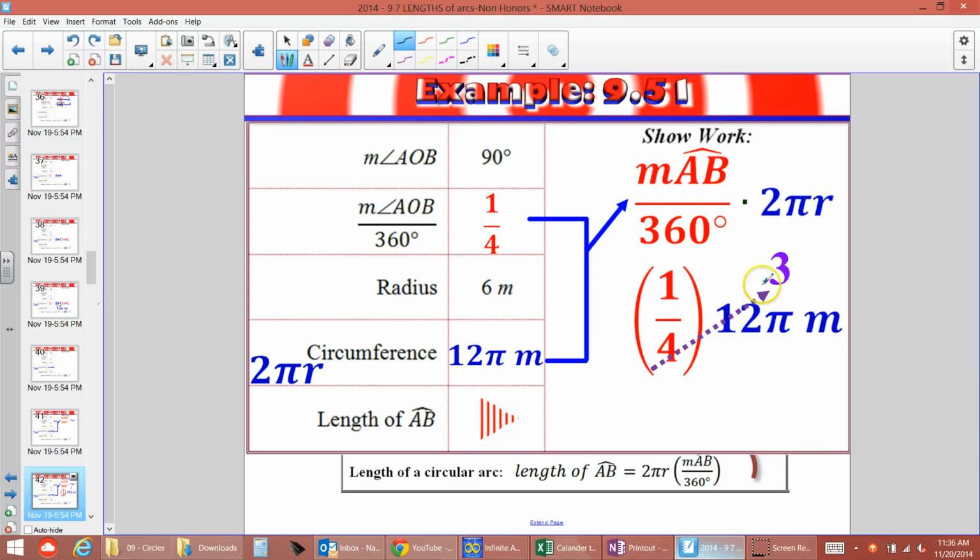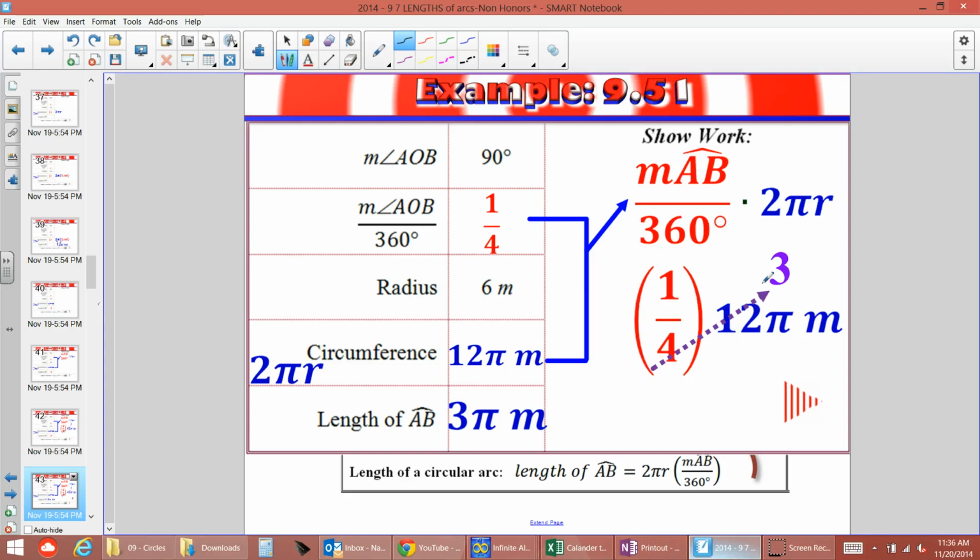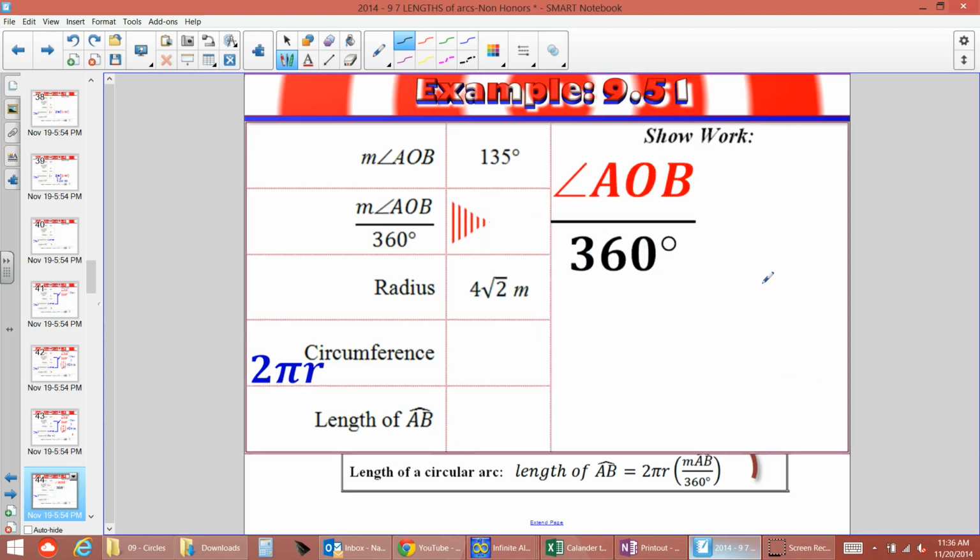Now 1/4 of 12 is just a 3. So my final answer is going to be 3 pi meters. I did that one on the homework. Now I'm doing it again in the notes, or something similar to it in the homework.